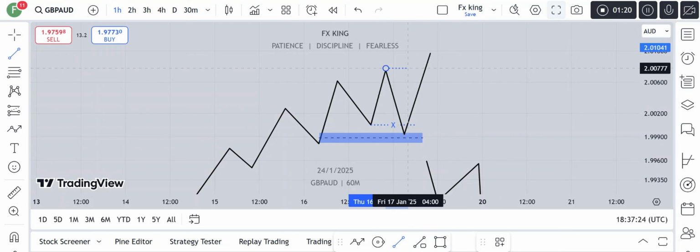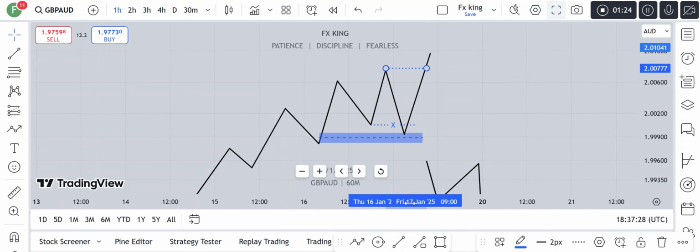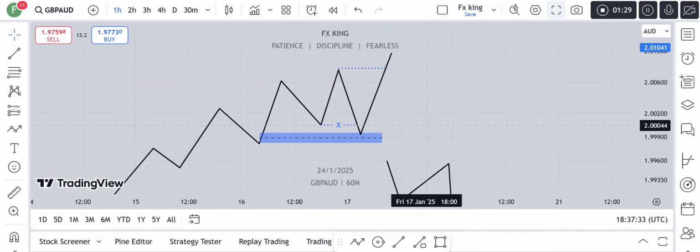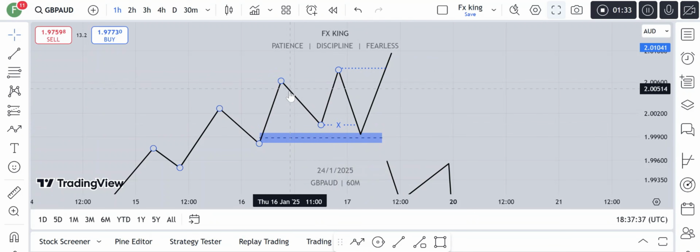We now have a break of structure. The market has taken out our inducement. So this is one of the ways you can use inducement. Basically, this inducement is a first valid pullback. It's a first valid pullback.